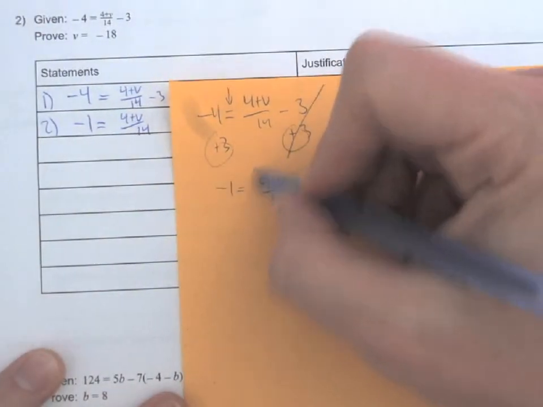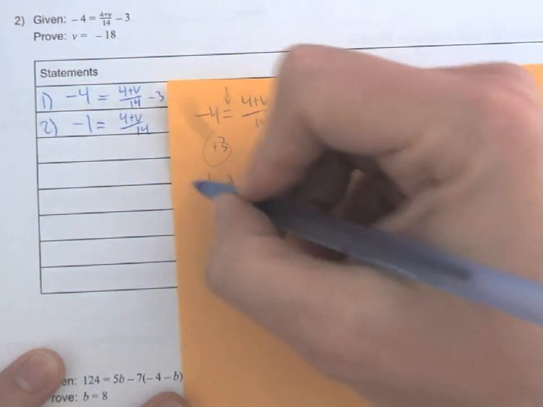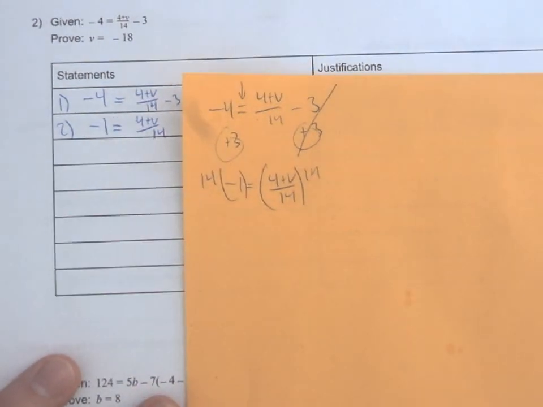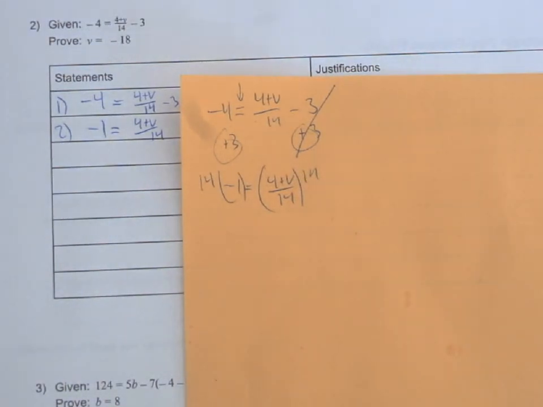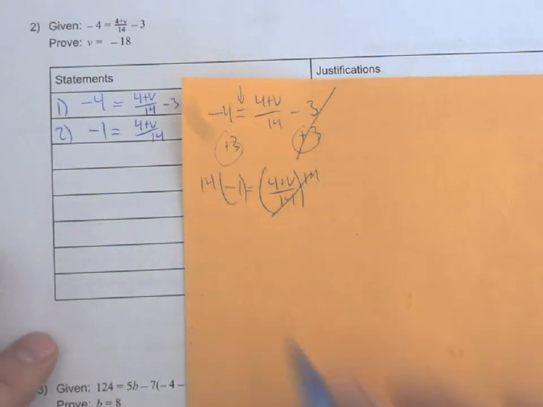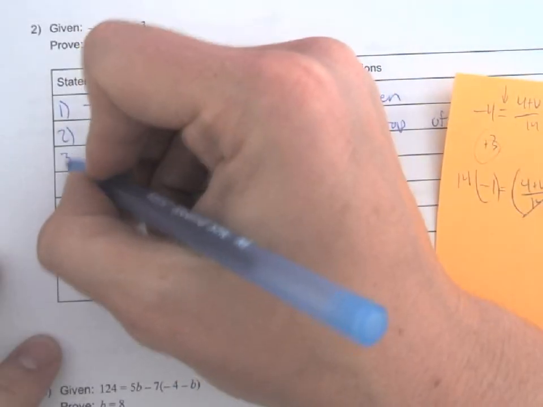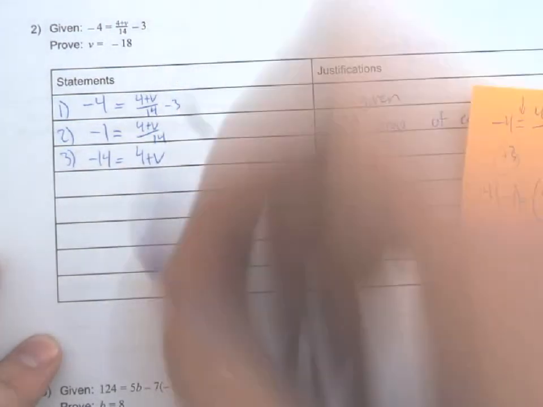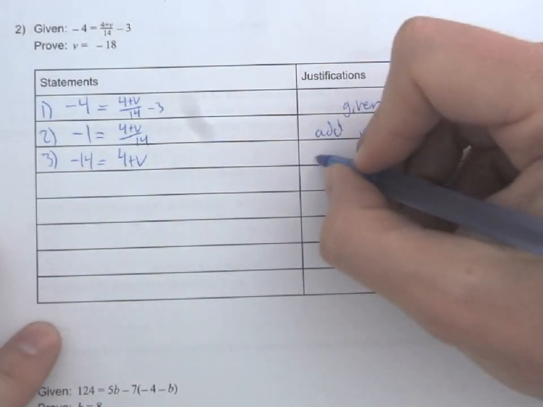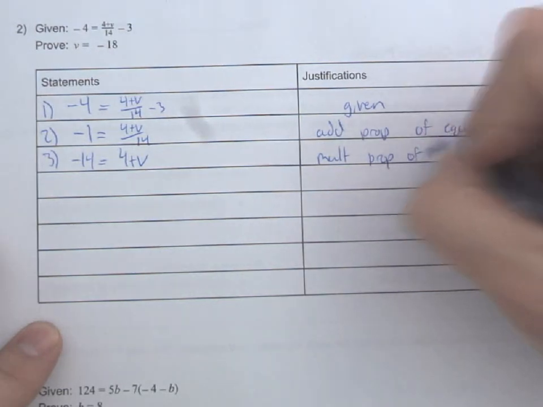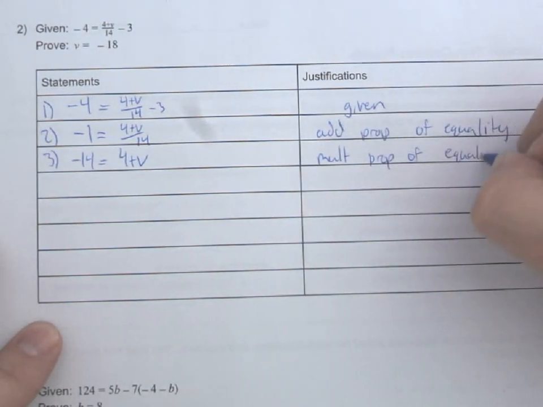Next move, multiply both sides by 14. Now the property that allows us to do that is the multiplication property of equality. Again, one of my balancing properties. So 14 times -1 is going to be -14. And then I still have the 4 plus v. And I'm going to write multiplication prop of equality.